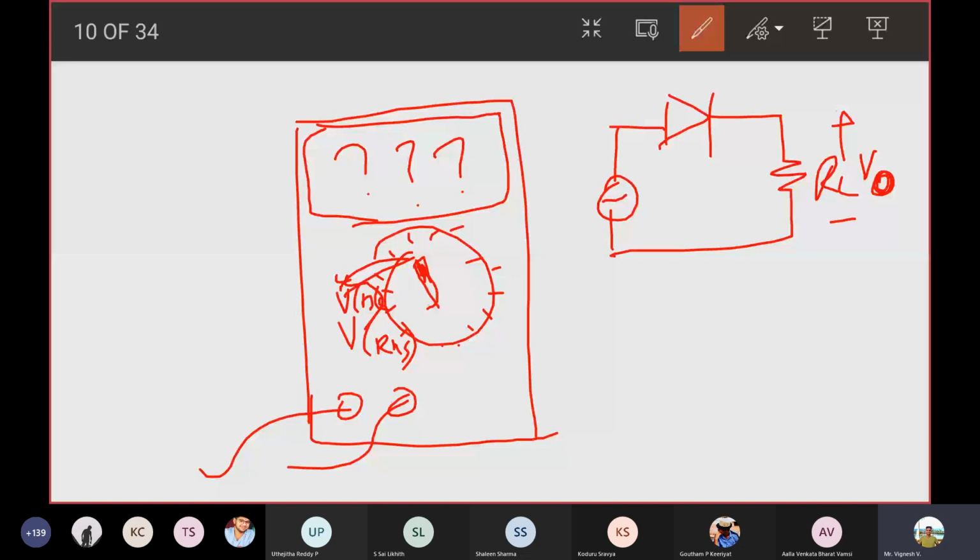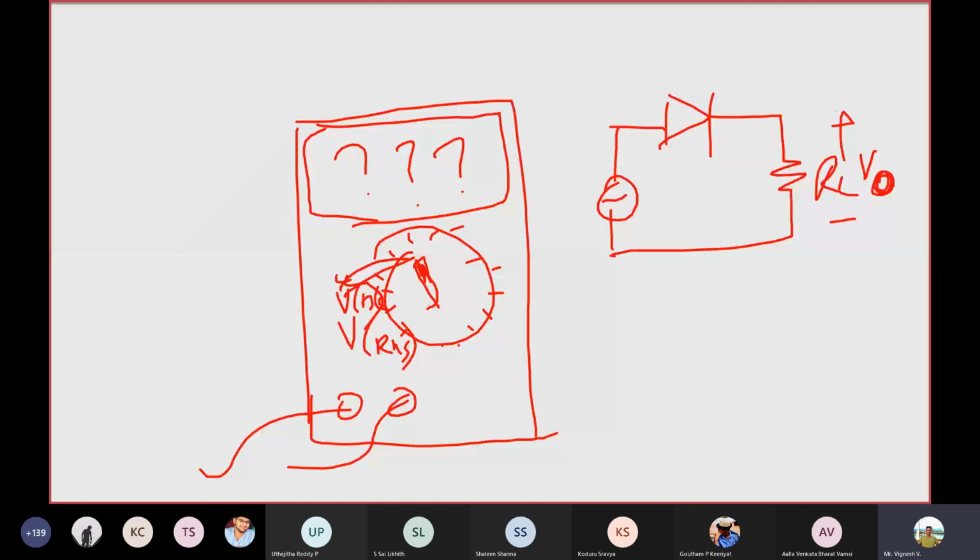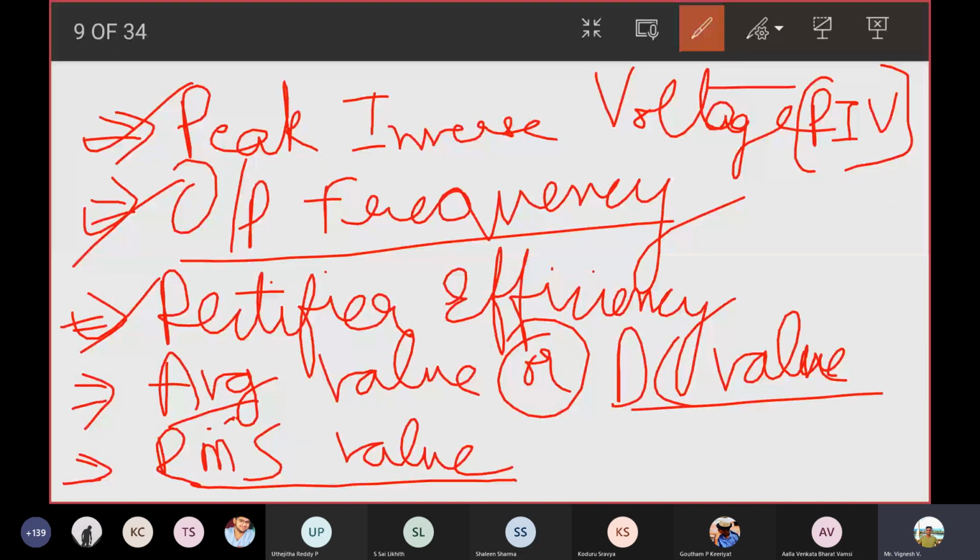So we look at something called an average value or a DC value. There is one more called the RMS value, root mean square value. You look at what the root mean square value of the output is. Do you know what RMS, root mean square, is? Have you heard about this earlier? I'm sure you would have.